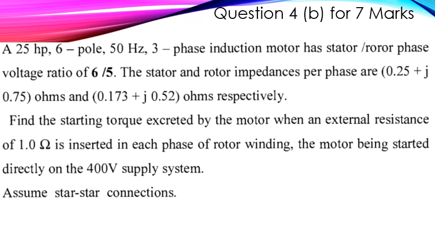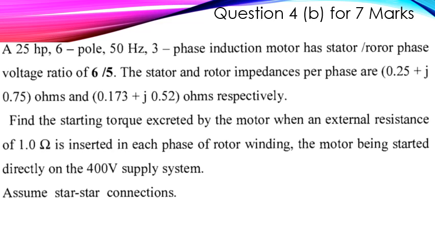Okay. Now the next question is question 4B for 7 marks. A 25 HP, 6 pole, 50 Hz, 3-phase induction motor has a stator to rotor phase voltage ratio of 6/5. The stator and rotor impedances per phase are 0.25 plus j0.75 ohms and 0.173 plus j0.52 ohms respectively.